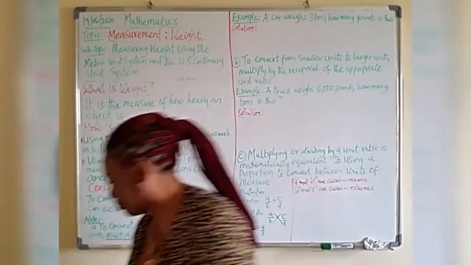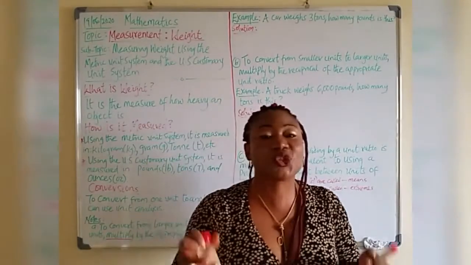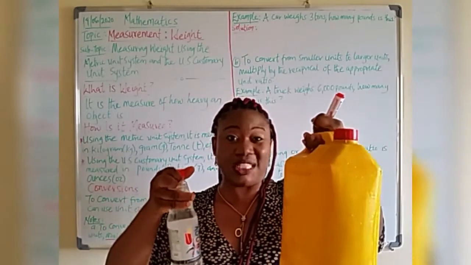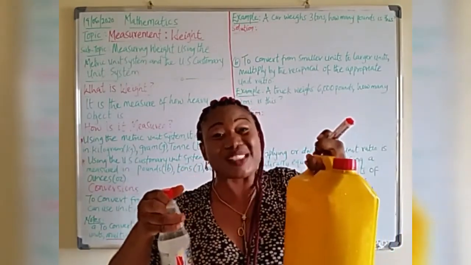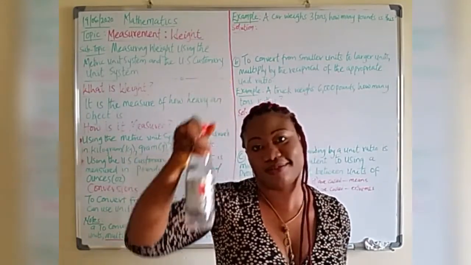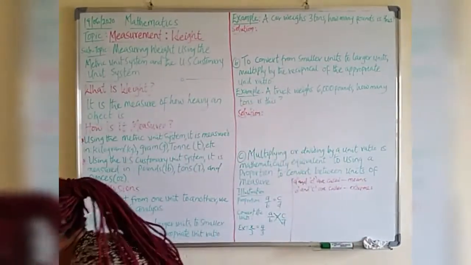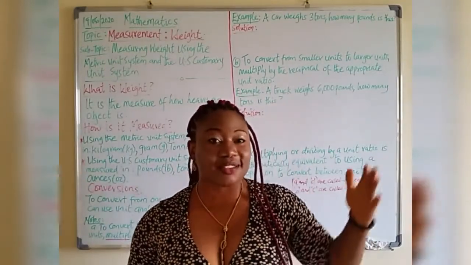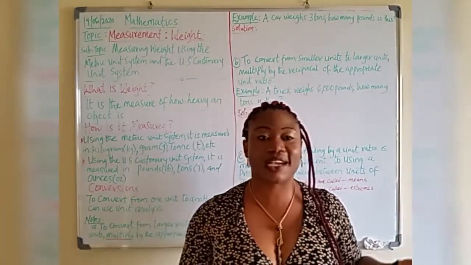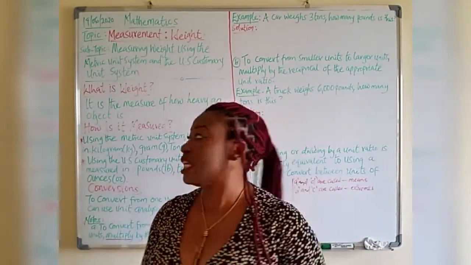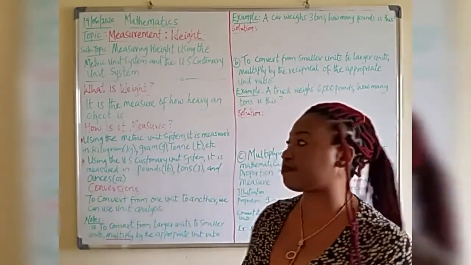Let us prove that. I have 2 cans of water here. It's taking me so much effort to lift this very one. Why? Because it is heavy and this is light, very light. So that is just what weight is all about. You can see that the can on my left hand side was heavier than the can on my right hand side. Now, how do we measure weight?